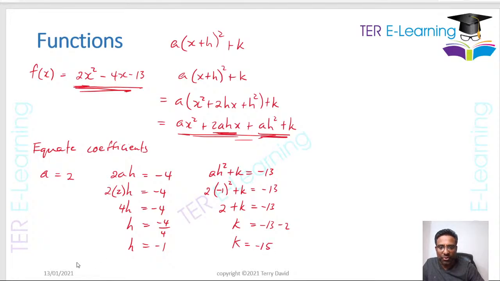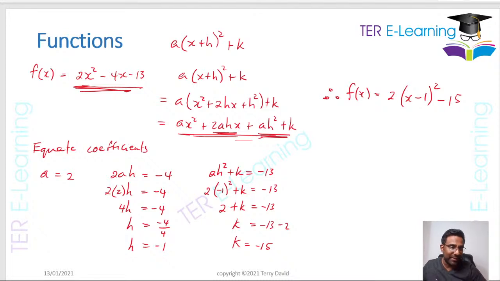Right? So what we can say is f of x can be written as 2 open brackets x minus 1 squared minus 15, right? And that's what they're looking for, 3 marks. This is just one way you can work this question. Some students may work it a different way.